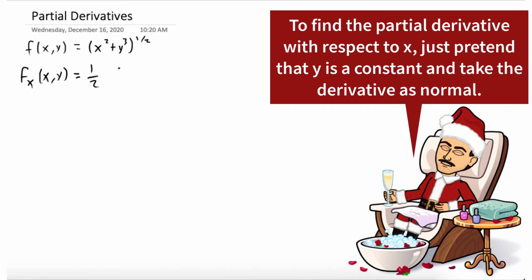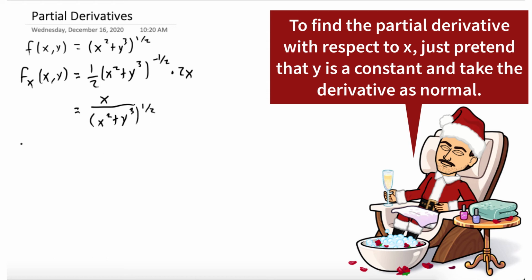So we'd bring the power in front, 1/2 times x squared plus y to the third, and then we drop 1 from the power, so to the negative 1/2, times the derivative of the inside, which is just 2x in this case. And now let's clean it up. So the 2's would cancel, we're left with x over x squared plus y to the third to the 1/2.